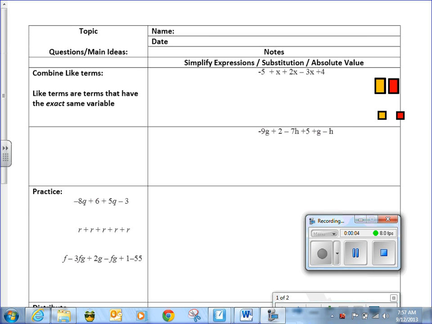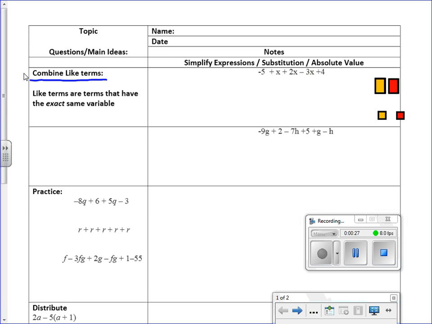Today we're going to be taking notes on simplifying algebraic expressions, substitution, and absolute value. So let's go ahead and start with simplifying algebraic expressions. When you see negative 5 plus x plus 2x minus 3x plus 4, what we want to do is combine our like terms. That's the key thing in simplifying this expression.